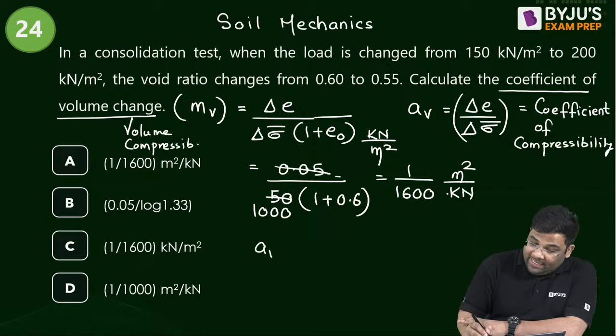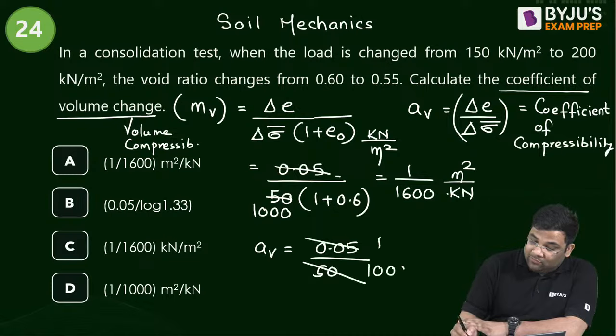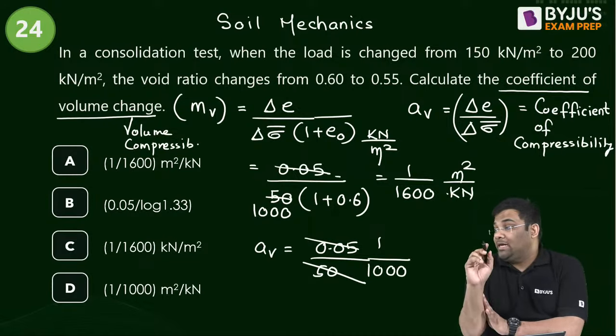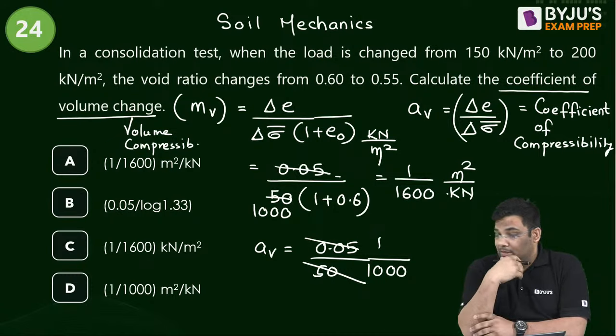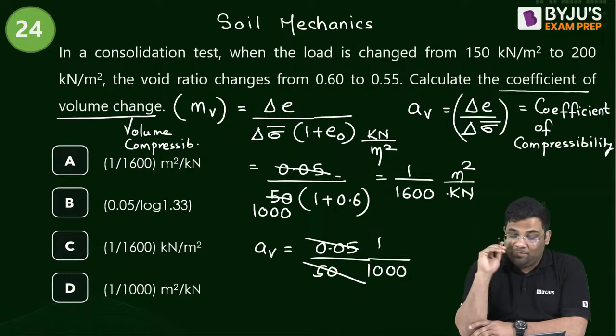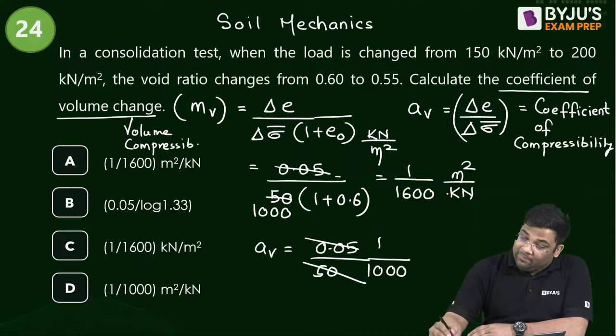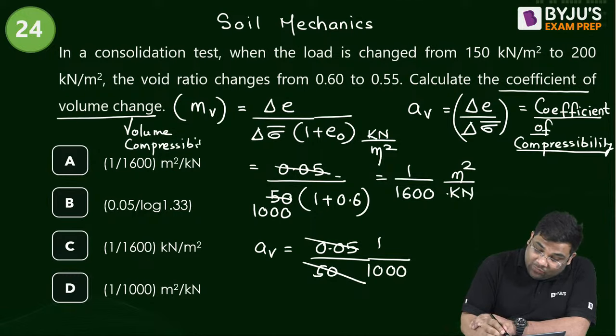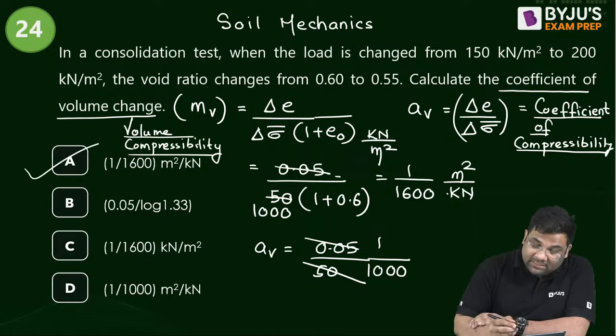See, if you are finding av, then it is what? 0.05 by 50, that is how much? 1 by 1000. av is what? Coefficient of compressibility. Other two options we can eliminate by this only. So here the only confusion was what? People will get confused between coefficient of compressibility and coefficient of volume compressibility. Now you will not get confused. This is the right answer.